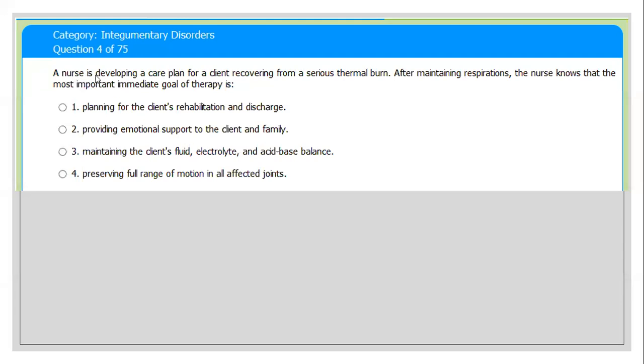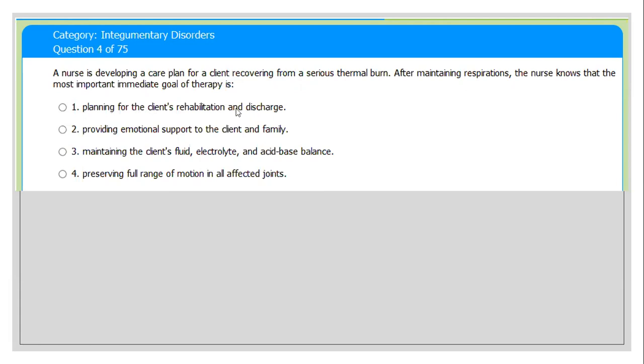Next question. A nurse is developing a care plan for a client recovering from a serious thermal burn. Thermal burn, right? After maintaining the respiration, the nurse knows what the most important immediate goal of therapy is. So if anybody undergoes a burn, what are the priorities?